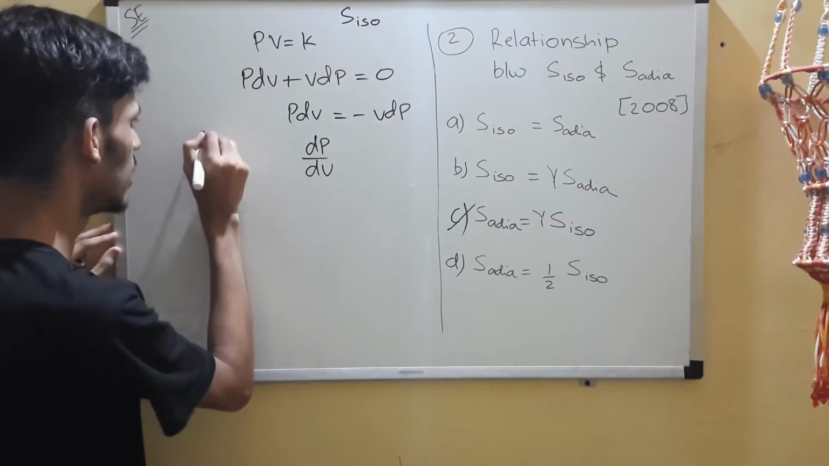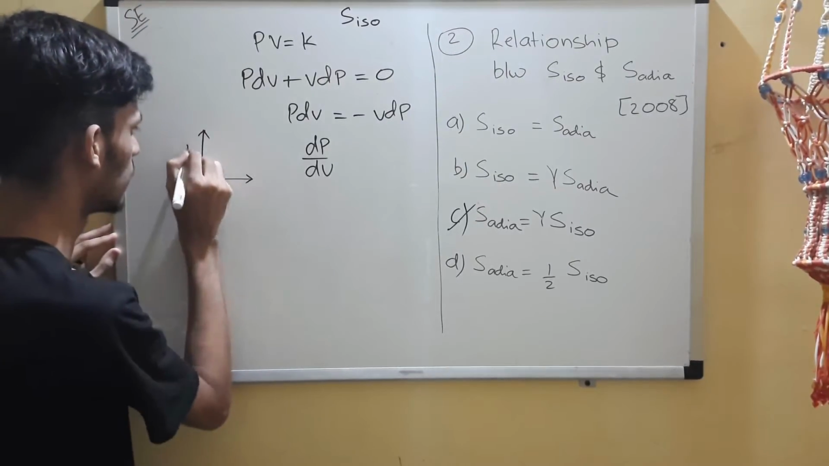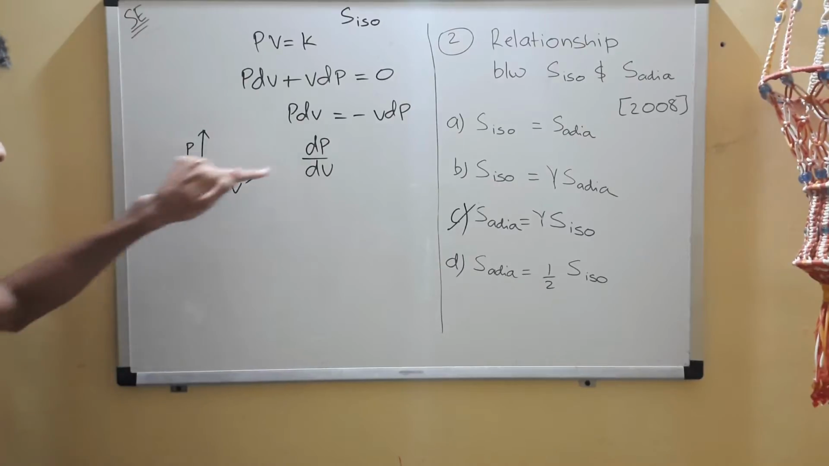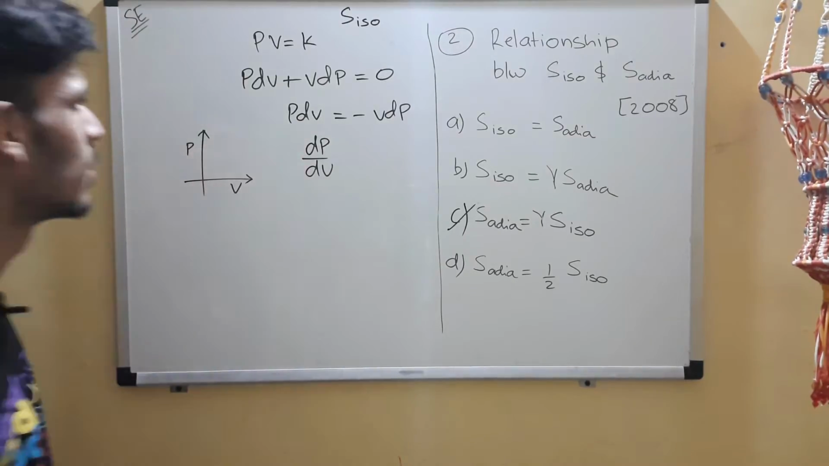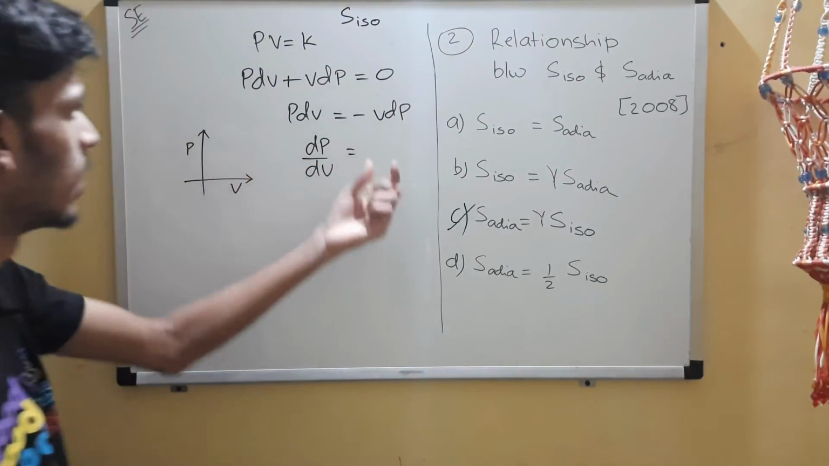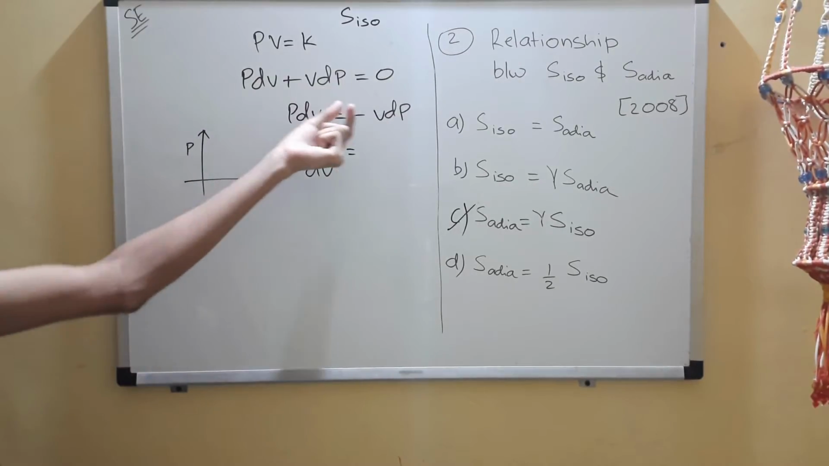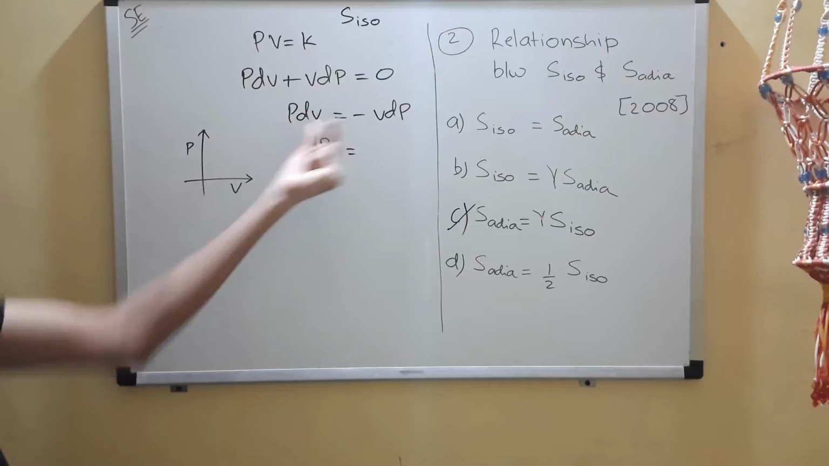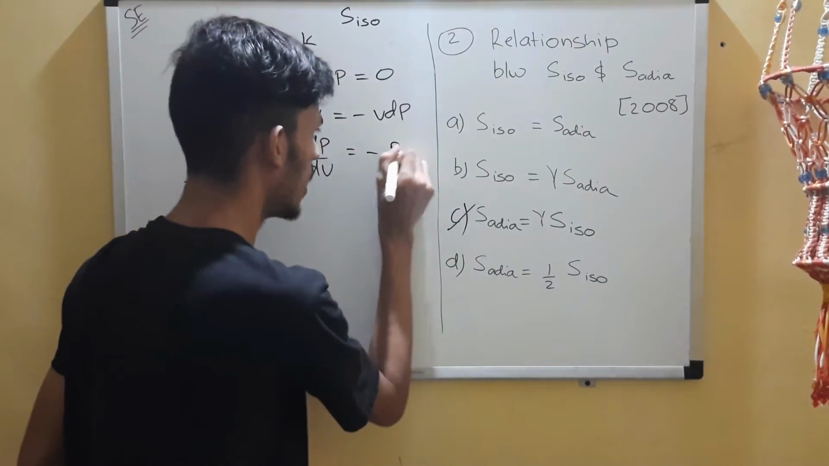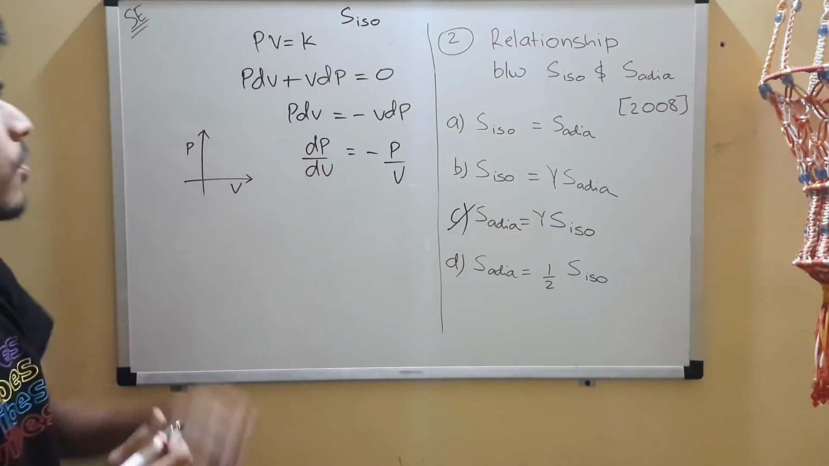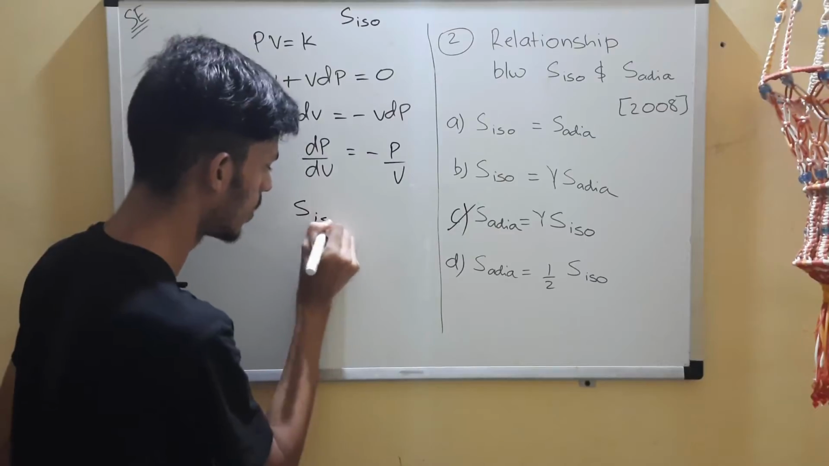This is nothing but the slope, if you see, change in y with respect to x. The answer that you will get over here, dP by dV, is minus P by V, right? Minus P by V. So this is how you find the slope of the isothermal process.